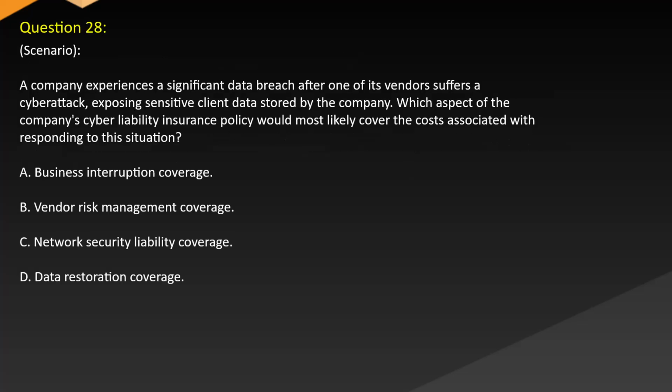Question 28 scenario. A company experiences a significant data breach after one of its vendors suffers a cyber attack exposing sensitive client data stored by the company. Which aspect of the company's cyber liability insurance policy would most likely cover the costs associated with responding to this situation? A. Business interruption coverage. B. Vendor risk management coverage. C. Network security liability coverage. D. Data restoration coverage.